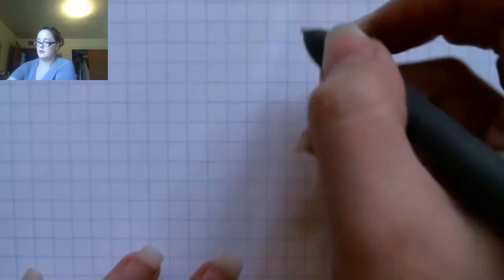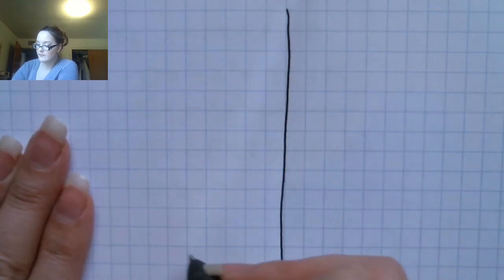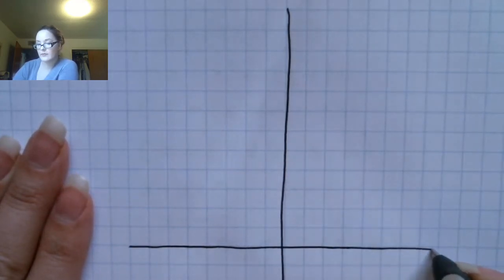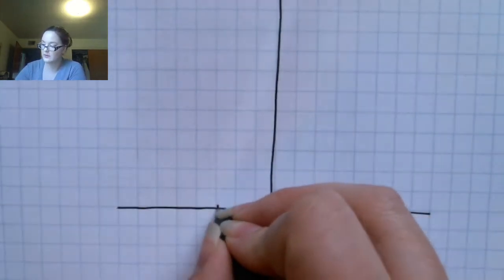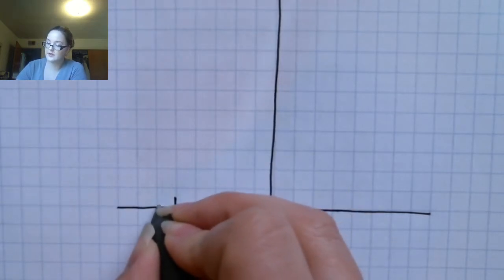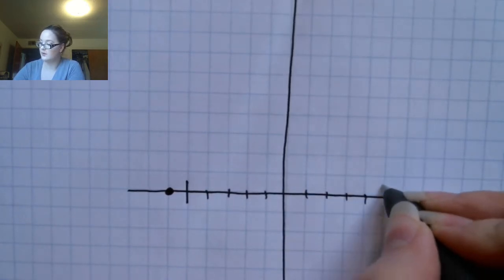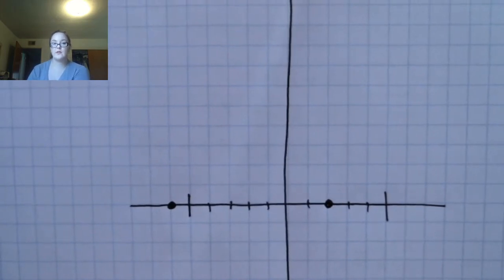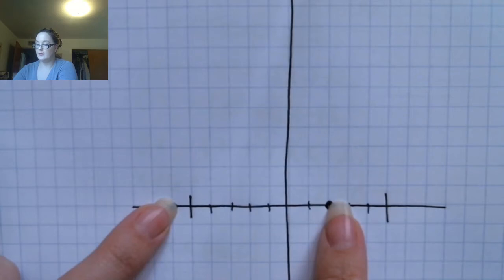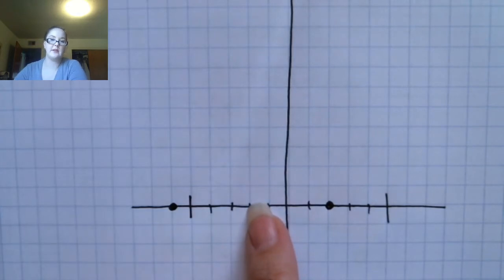Okay, grab another piece of graph paper here. Okay, so we're going to start by marking our x-intercepts -6, 0. So 1, 2, 3, 4, 5. -6, 0, and 2, 0. 1, 2, 3. Okay, and now we're going to find the x-coordinate of the vertex by looking halfway between them. Okay, so that's going to be at -2.